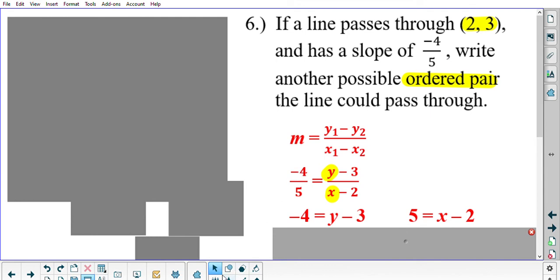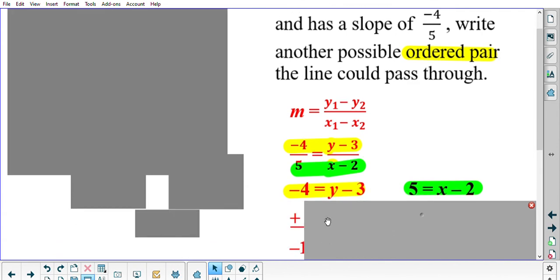We know that the numerator, y minus 3, has to equal negative 4, so that's where this comes from. We know that the denominator, x minus 2, has to equal 5, and so that's where this other equation comes from. And now you just have to solve the equation. What number minus 3 would equal negative 4? Well, you can use inverse operations on both sides. You guys know the inverse of subtracting 3 is adding 3. That gives you negative 1 for the y.